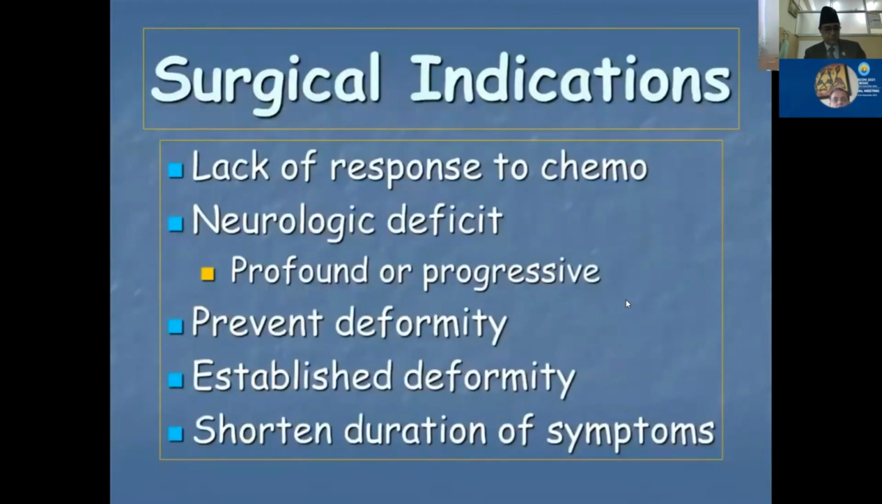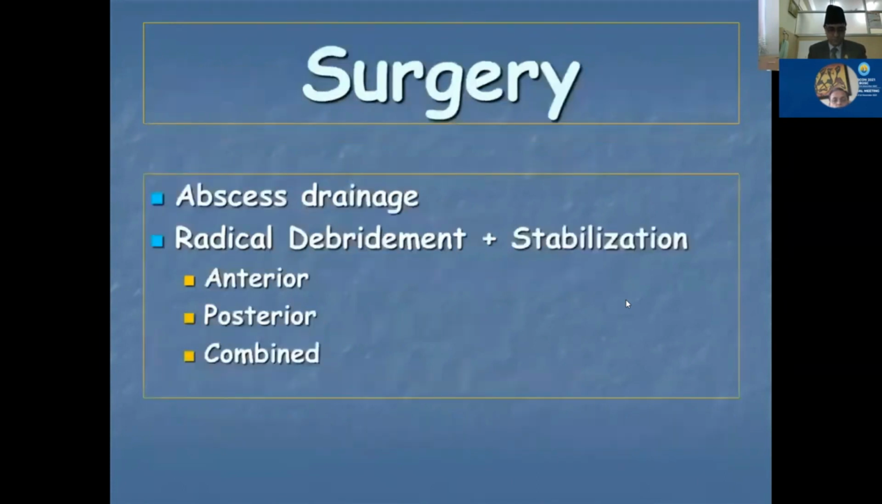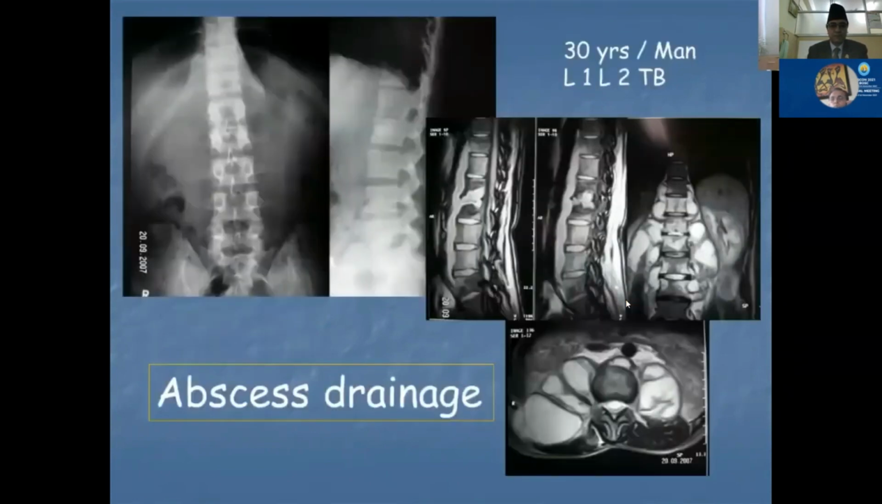So the surgical indications include lack of response to chemotherapy for at least 6 weeks, if the patient has a progressive or profound neurological deficit, if the patient has established or progressive deformity, and of course to shorten the duration of symptoms. The surgery can be as simple as abscess drainage, or it can be radical in the form of debridement or stabilization, which can be performed anteriorly, posteriorly, or combined.